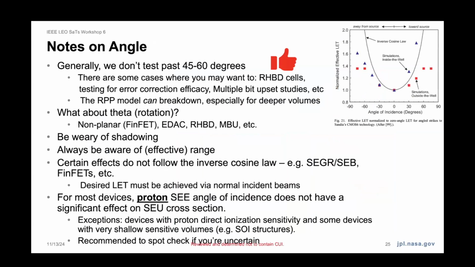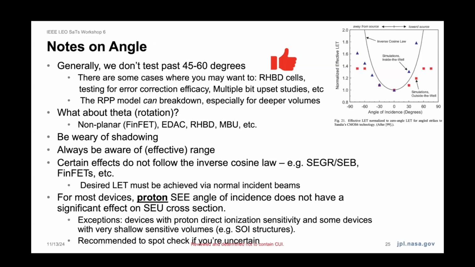We typically don't test past 60 degrees, 45 to 60 degrees. The reference is there on the right and in the back for that. There are some cases where we certainly have angular and rotational dependency, again, often in either non-planar type technologies or redundant RHBD type devices, right? So doing some angular testing to understand the sensitivity and effectiveness of cosine law is important.